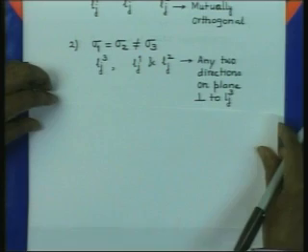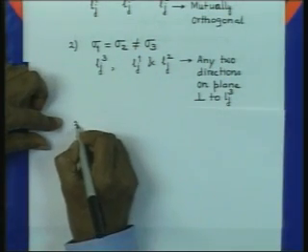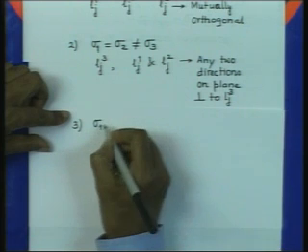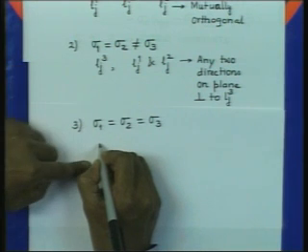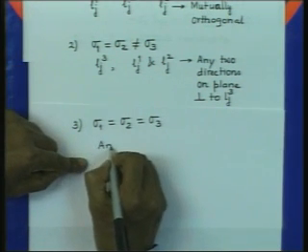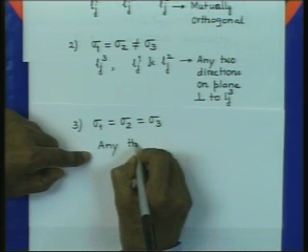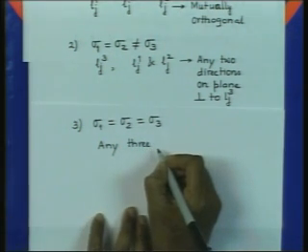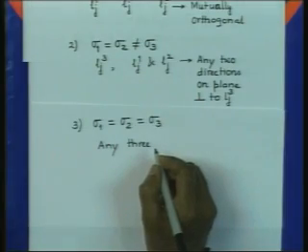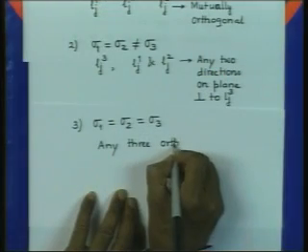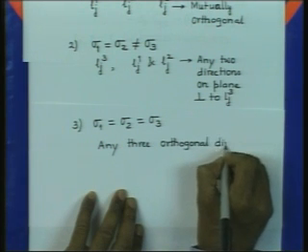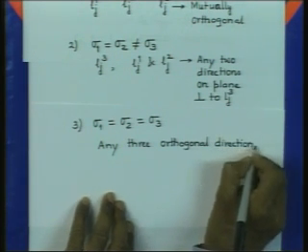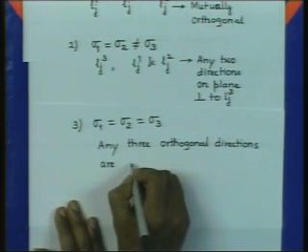If we have 3 roots repeated, if we have sigma 1 equal to sigma 2 equal to sigma 3, then any 3 orthogonal directions are principal directions.